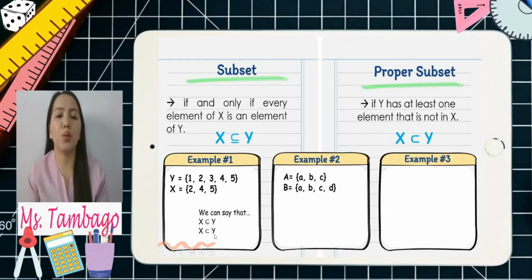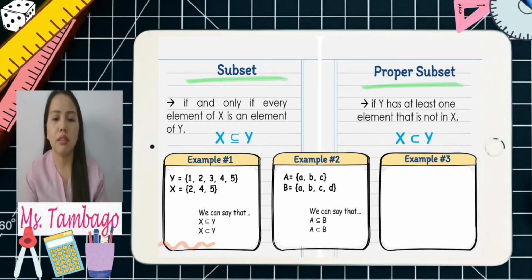How about, for example, number 2? Set A and then set B. We can say that set A is a subset of set B. Subset, those with underline. Why? Tingnan natin si set A. Yun na una. Okay, lahat ba ng elements ni set A ay makikita kay set B? A, both element B, and then we also have element C. So we have A, B, C from set A that are located or can be seen in the elements of set B. That's why we can say that set A is a subset of set B.